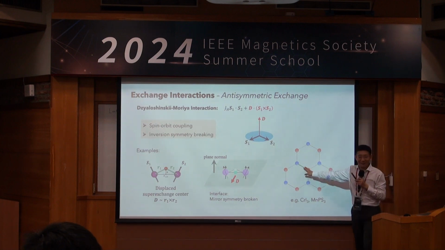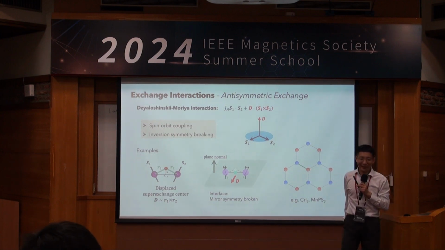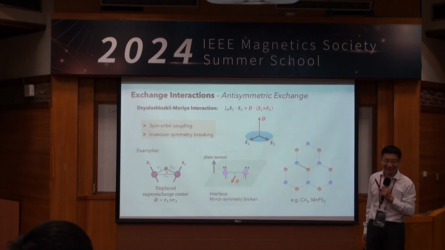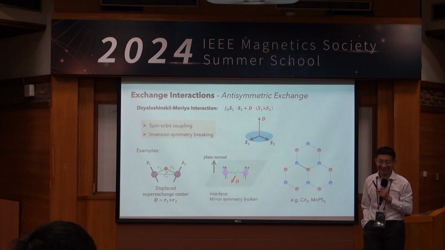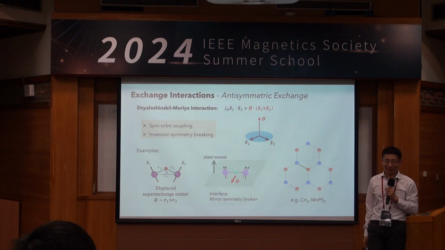Could there be DMI? You make a guess. Yeah. Could there be the DMI? Yes, if you displaced. Displaced in which direction? If we put strain, or if we introduce defects. Yes. So it has to be dissimilar.